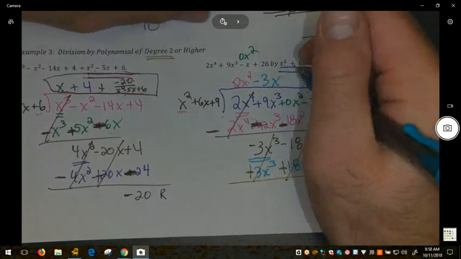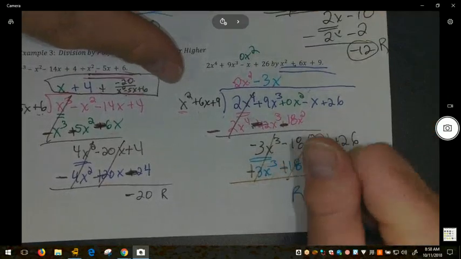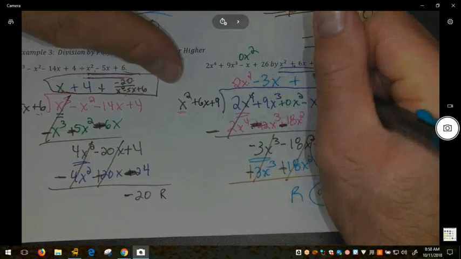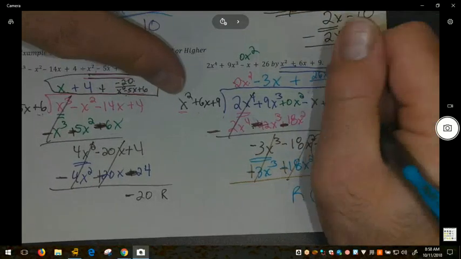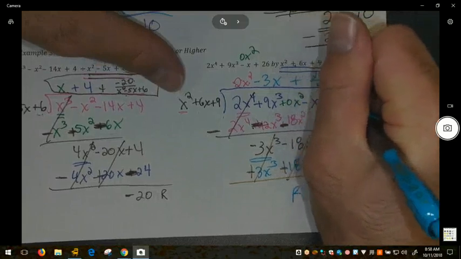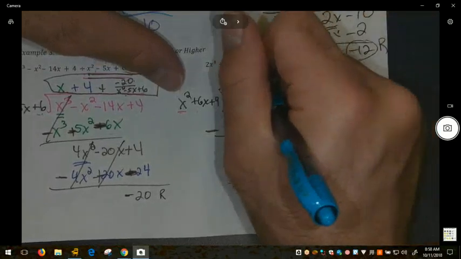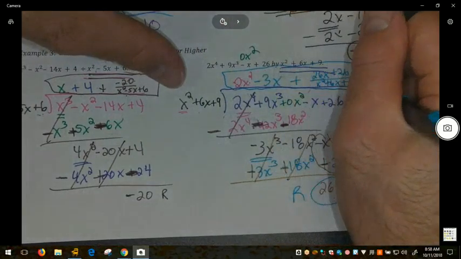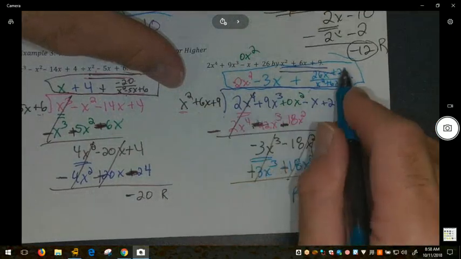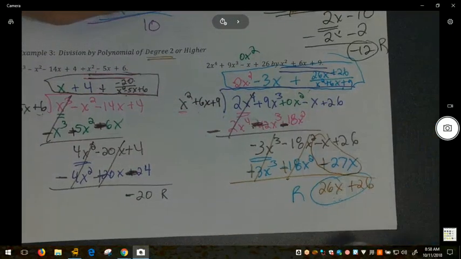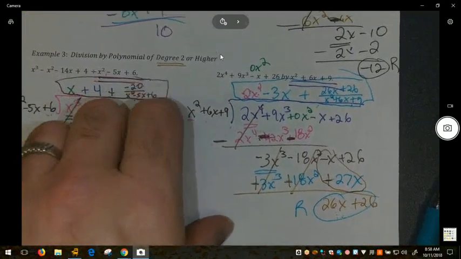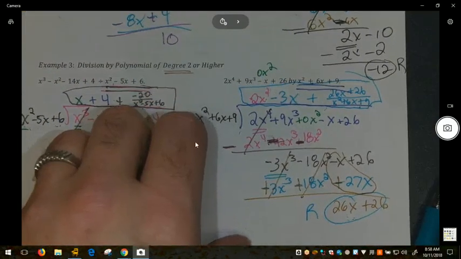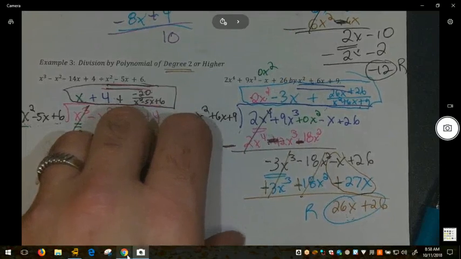So this becomes our remainder right here of 26x plus 26 all over x squared plus 6x plus 9. We have our quotient plus our remainder over our divisor. This concludes the video clip for long division. We'll be looking at synthetic division in just a minute on the other clip.